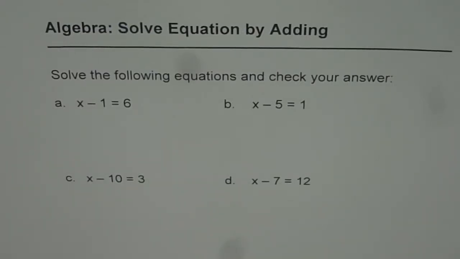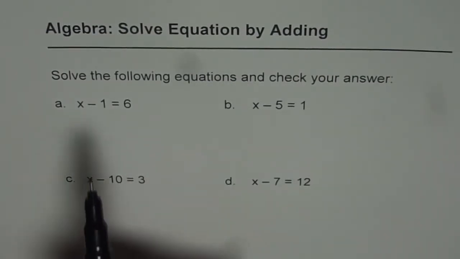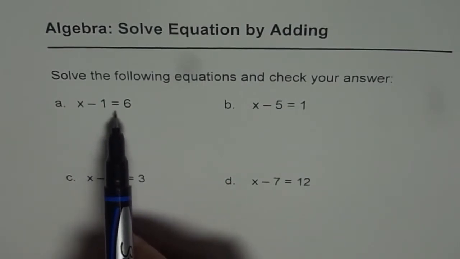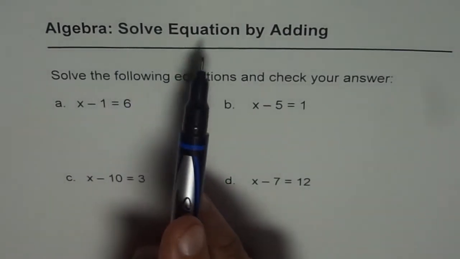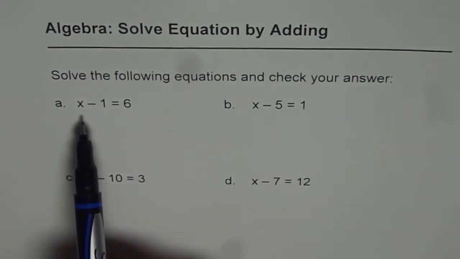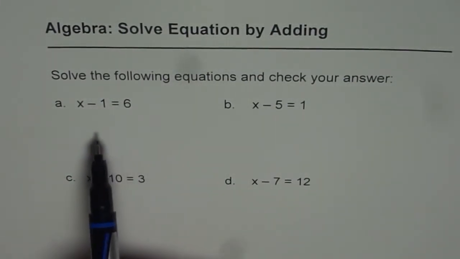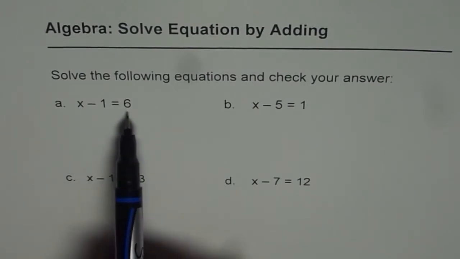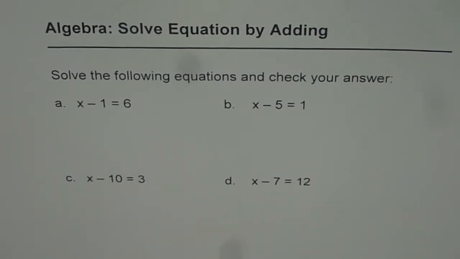Algebra. Solve equation by adding. So in algebra we always have variables, and in equations we always have an equal to sign. When we say solve equation, we really mean find the value of x so that the equation is true. That means left side is equal to right side. That's the whole idea, right?